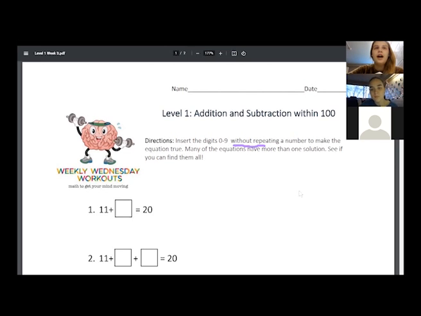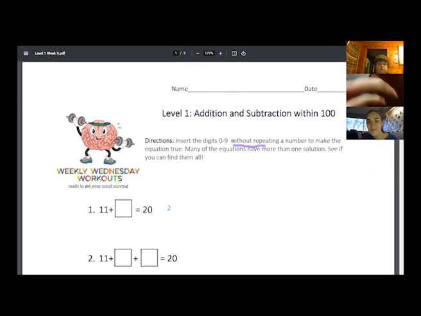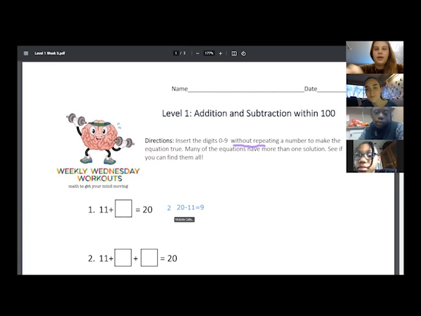We have 11 plus something equals 20. Can anyone tell me what's going to go in this blank? What does 20 minus 11 equal? I'll write that out to the side here. Christian, do you have an answer? 9. Awesome, 9. Great job. It is 9.